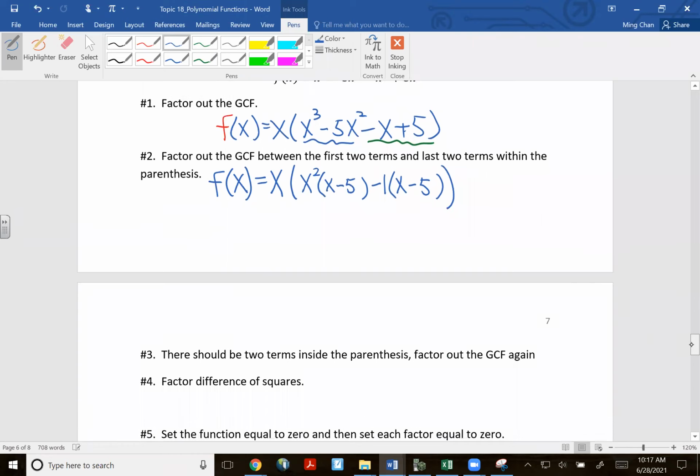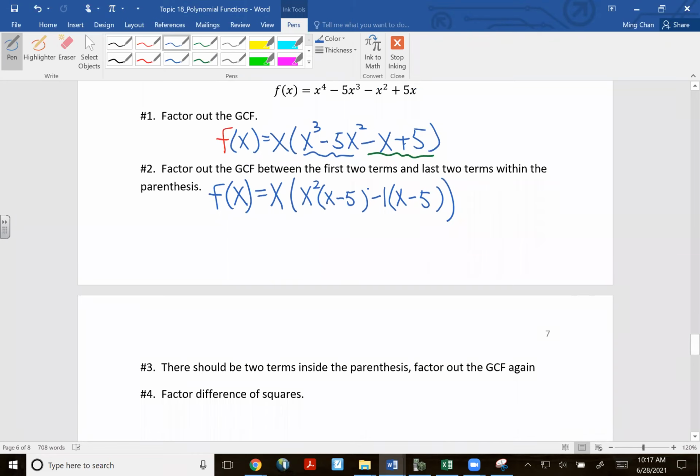So number two just wants me to factor out the greatest common factor between the first two and the last two. Number three, there should be two terms inside the parentheses. Subtraction sign here, there are two terms inside the parentheses. Factor out the greatest common factor again. So f of x is now equal to the greatest common factor, x, still up front. If I factor out the greatest common factor again, that should give me x minus 5 times x squared minus 1.